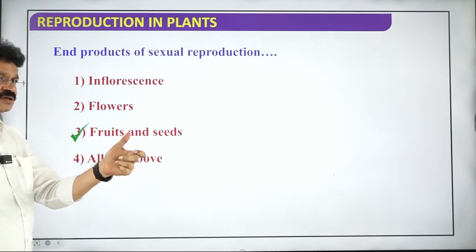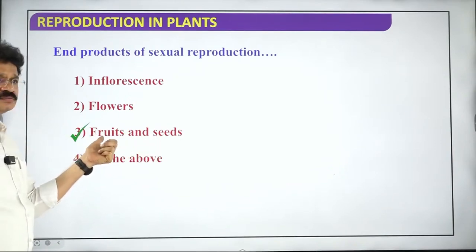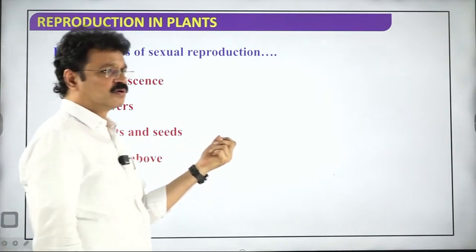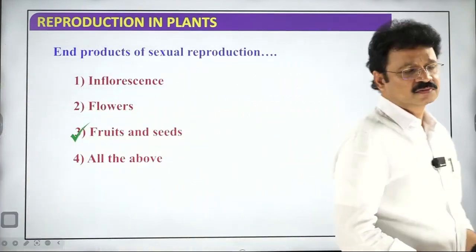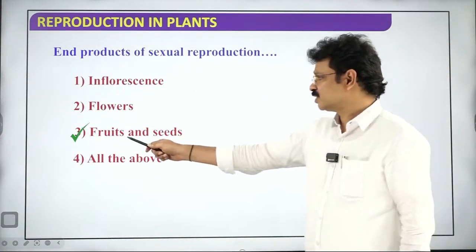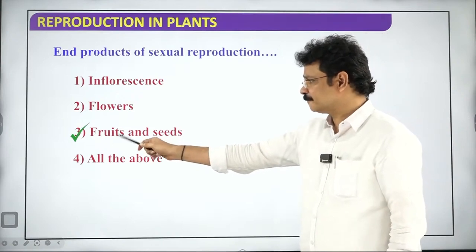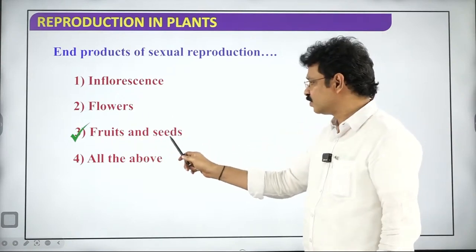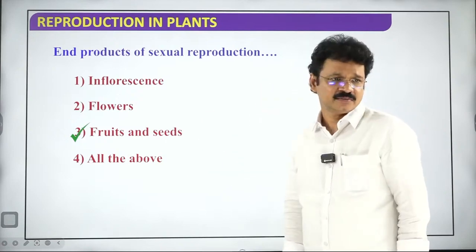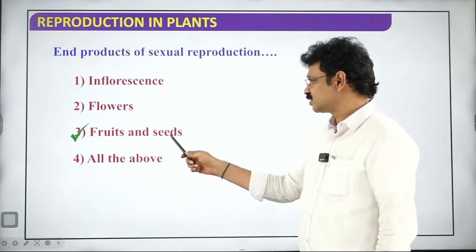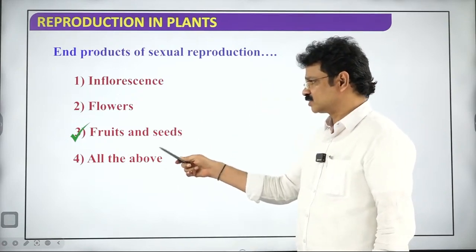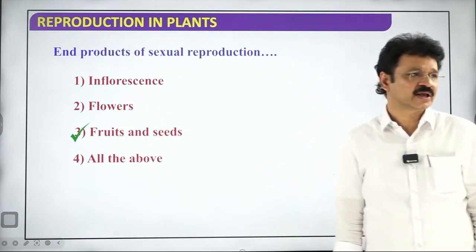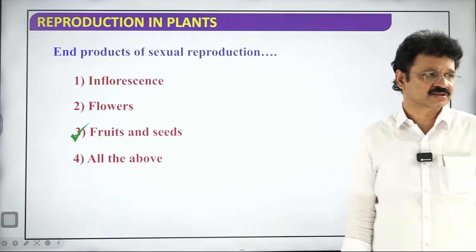A botanist once gave the definition of fruit. What is the definition of fruit? Fertilized ovary is the fruit. As a botanist, you have to give this answer. Fertilized ovary is fruit; fertilized ovule is seed. Seeds are fertilized ovules or ripened ovules. The definition of fruit is fertilized ovary or ripened ovary.